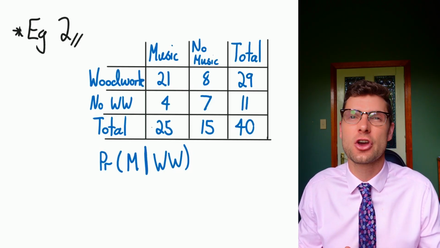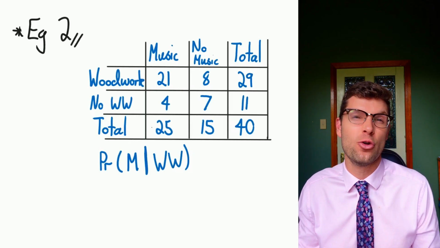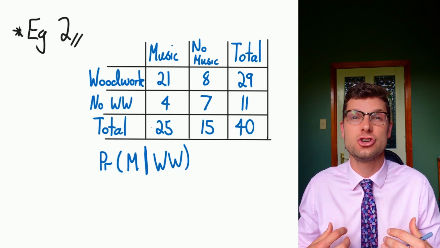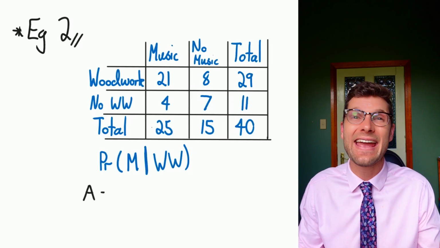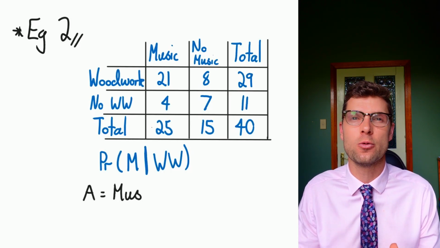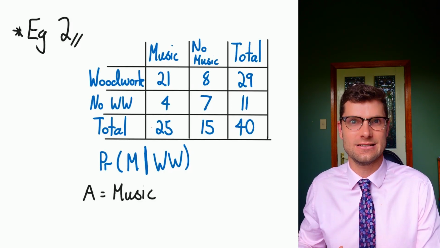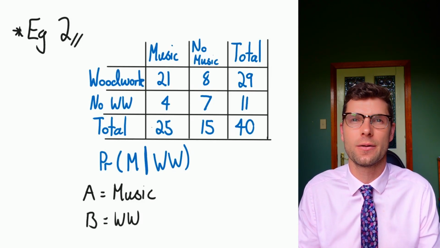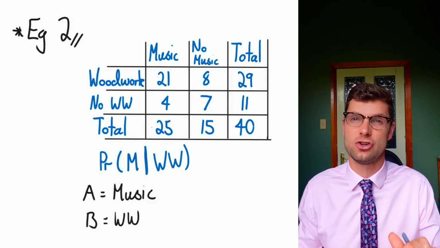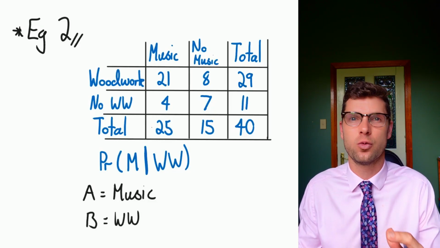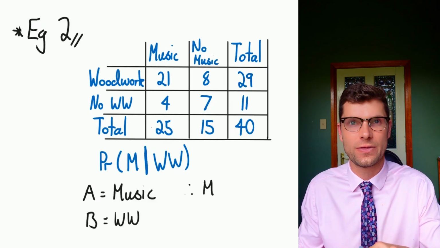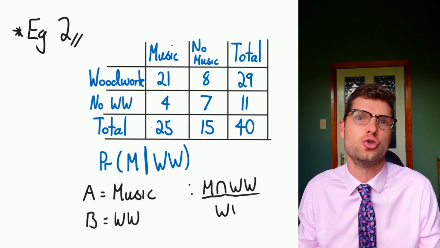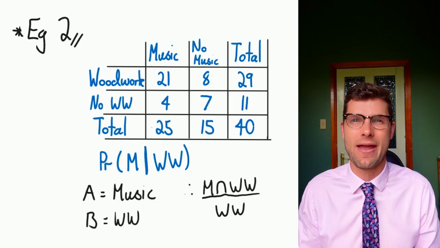So for this, we've just got to write down our A and B in order to see exactly what we're looking for. So we are looking for a student that does music. So A is music. That's the event we want. But the B is they have to do woodwork. So B is going to be our woodwork. So we are looking for a student that does music and woodwork. So M with the N, woodwork, divided by all the people that do woodwork. And that's how we're going to get to our answer.